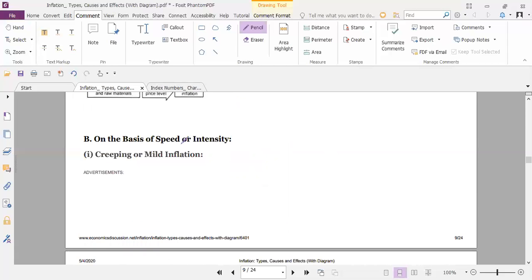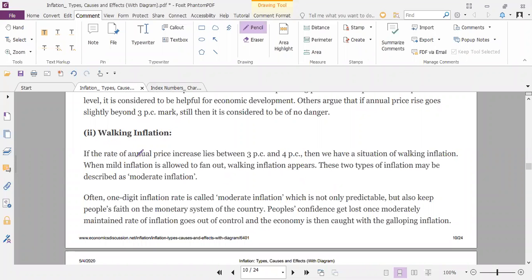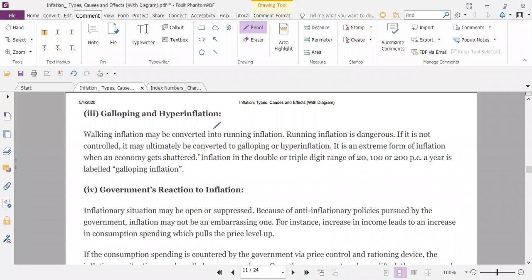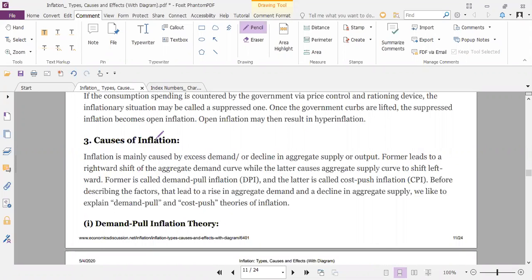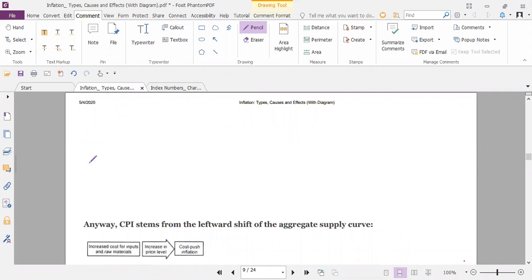Okay, then the next one is on the basis of speed or intensity. So under this, you have mild inflation or creeping. So what is the speed? What is the intensity of inflation? On that basis, you have classified many types of inflation. So there is a creeping or mild inflation, which is very slow. Then you have walking inflation. Then there is a hyperinflation or galloping inflation. Then the fourth one is government's reaction to inflation. What is the government's reaction? Okay, that's it under this types of inflation. And now we'll look at each one of them one by one.